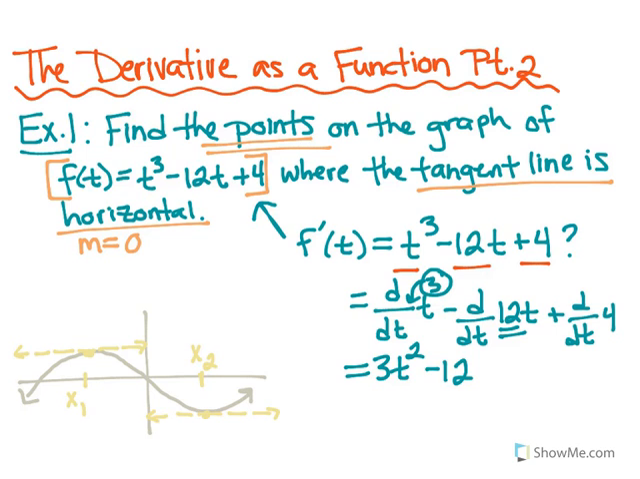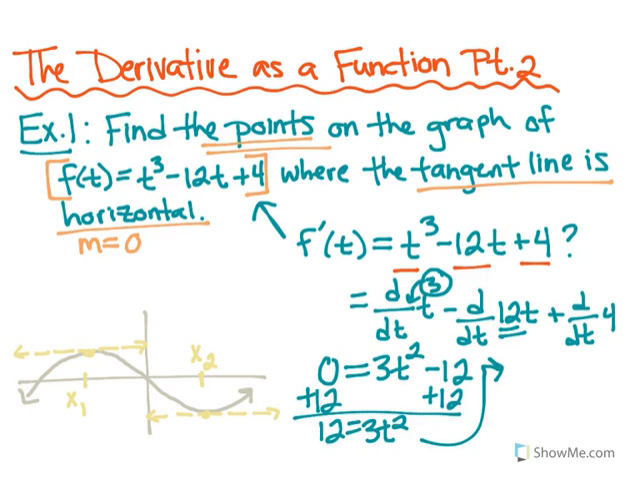So this is actually my final function. This is my f prime of t. I want it to be equal to 0 though, because that's what I'm curious about. I'm wanting to know when this actually occurs. So I set this equal to 0, and I'm going to try to solve this. So I'm going to add 12 to both sides here, which gives me 12 equals 3t squared. I divide both sides by 3, and that will give me 4 equals t squared, and then I square root both sides, which is going to give me plus or minus 2.